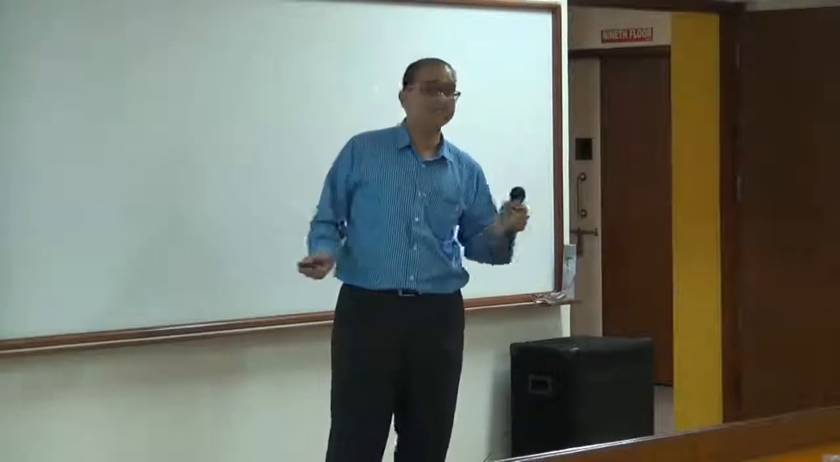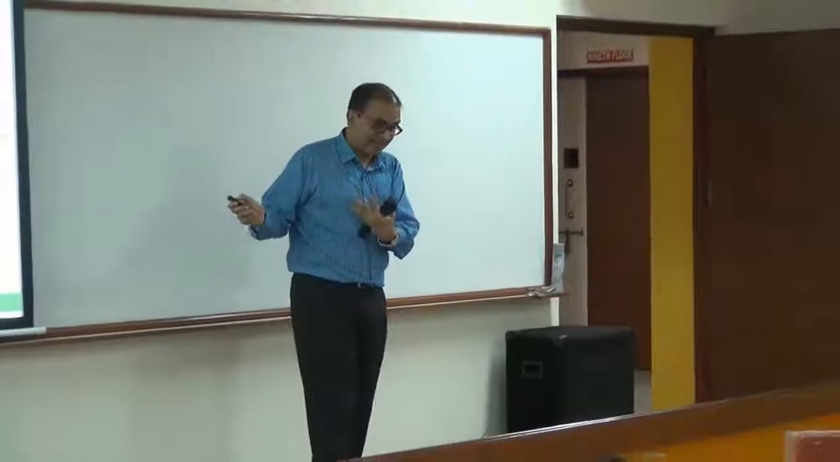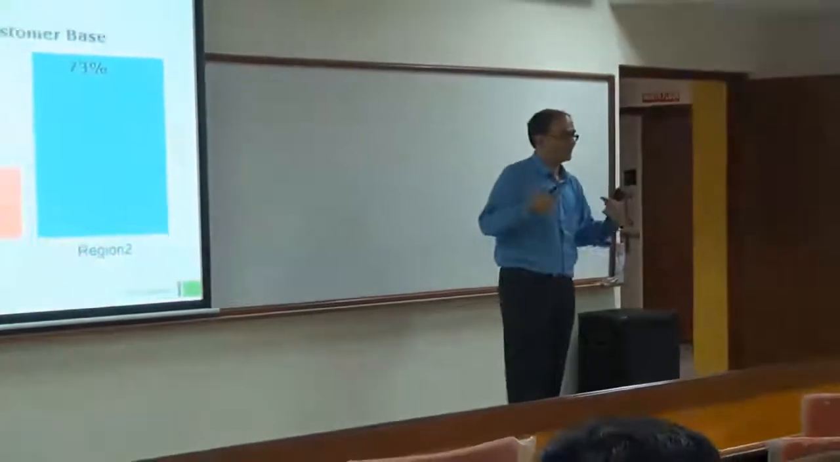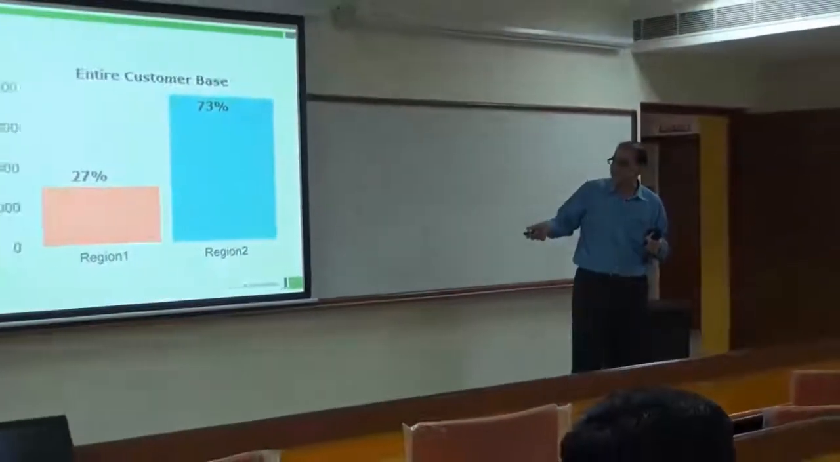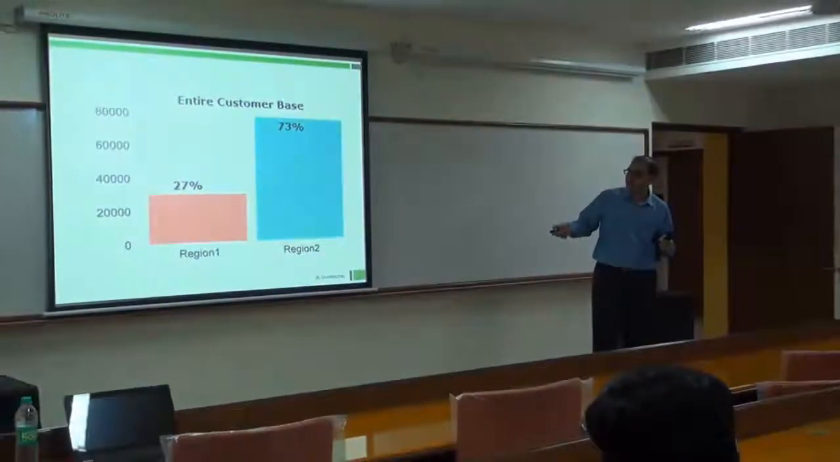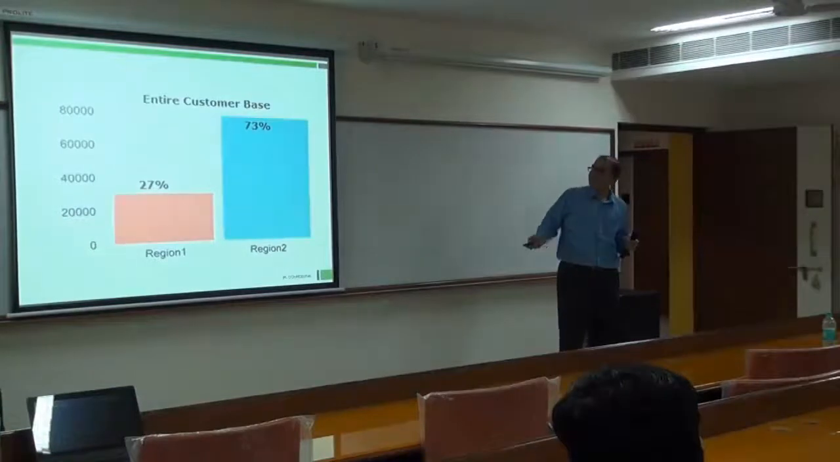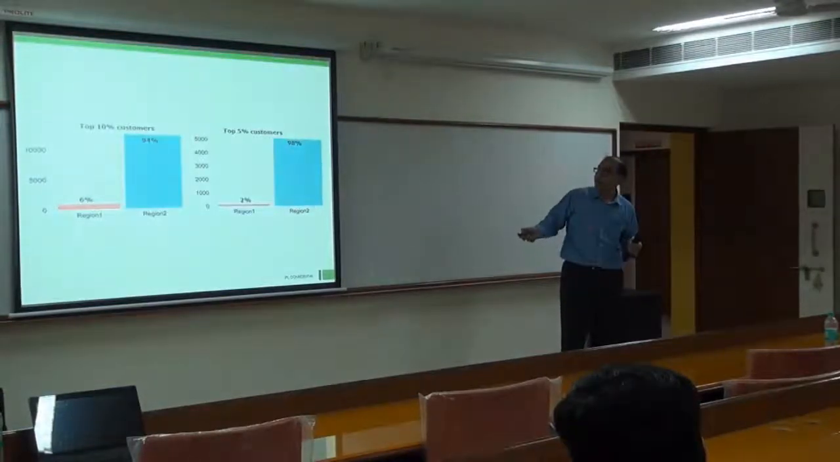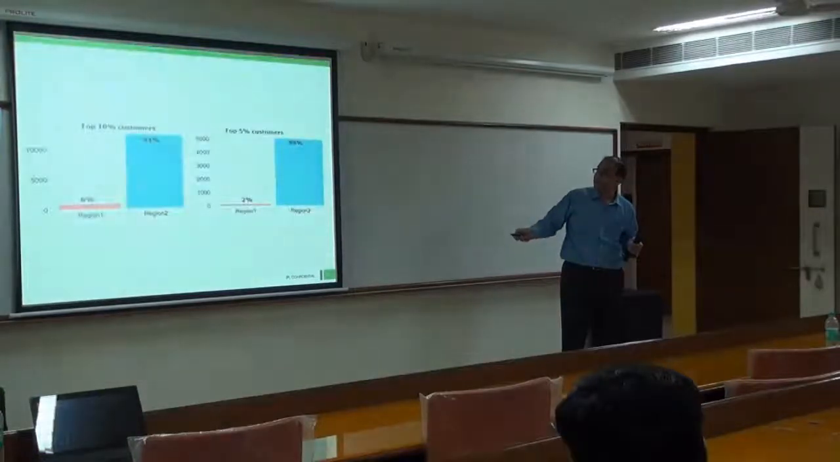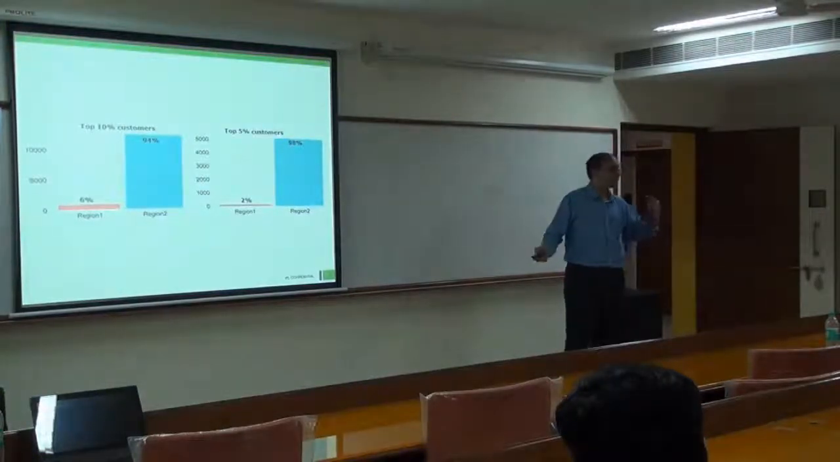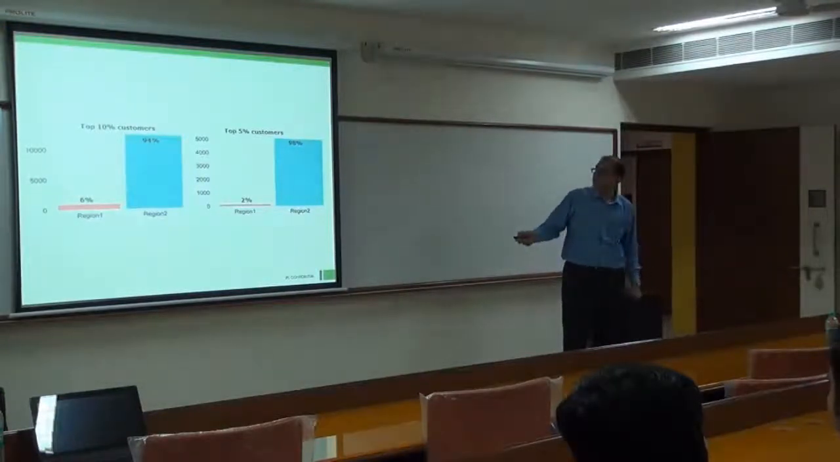Now, some interesting things that we found. This is an insight that I thought they would already know. They knew that 27% of their customers are from the UK and 73% are from the US, for this particular company. But when I looked at the top 10% of customers, those who gave the highest revenue, that changed from 73 to 94. The US has 94%. If I looked at the best customers, the US is doing a lot better than the UK.